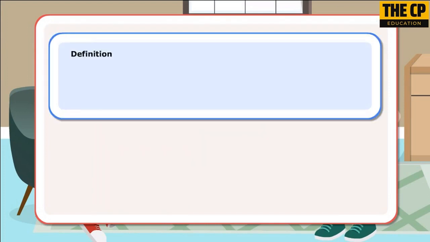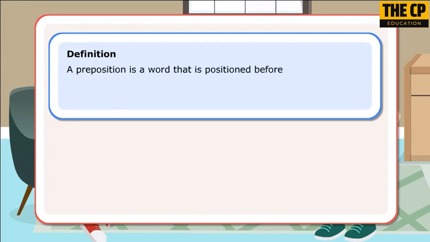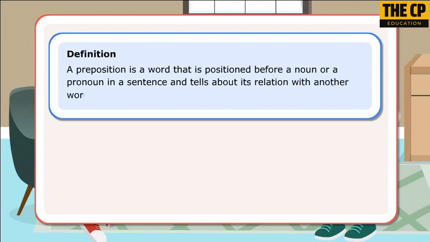Definition. A preposition is a word that is positioned before a noun or a pronoun in a sentence and tells about its relation with another word in the sentence placed nearby. Let us look at a few sentences.